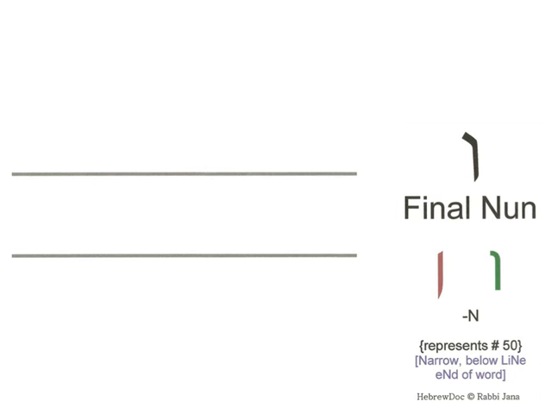Let's learn the final nun. This is the shape of the nun only when it comes at the end of a word. If you write it, you're going to make it very narrow and it's going to go below the line. You're going to make it very narrow and it goes below the line. You're going to write it again, very narrow and below the line.